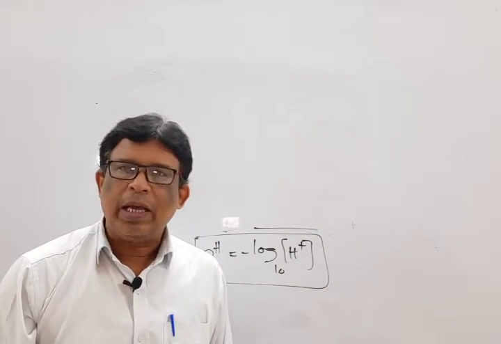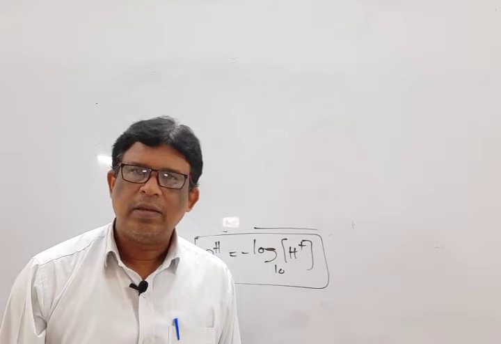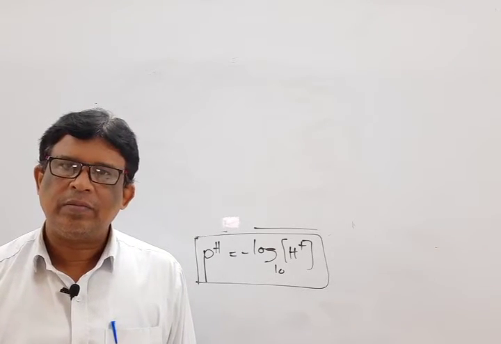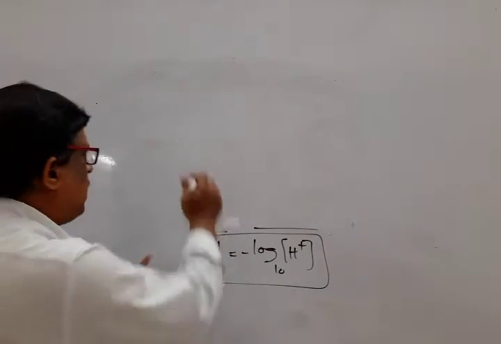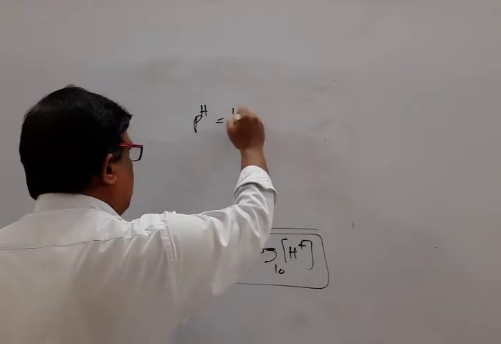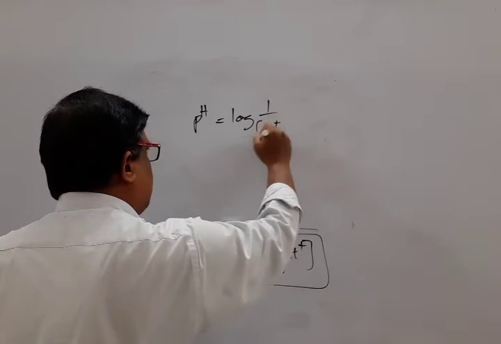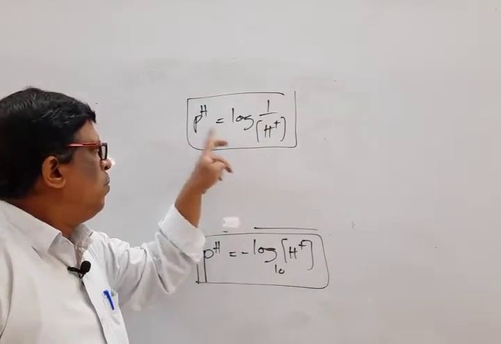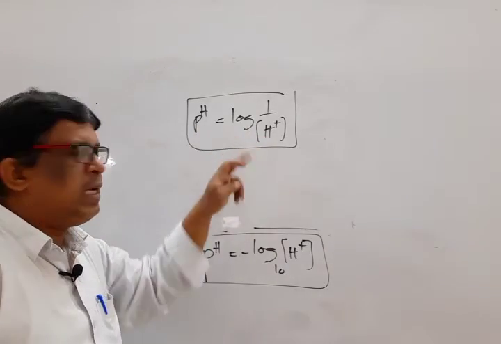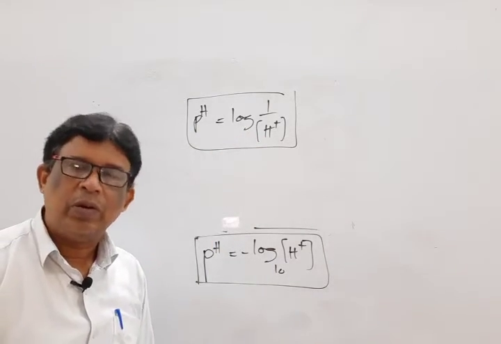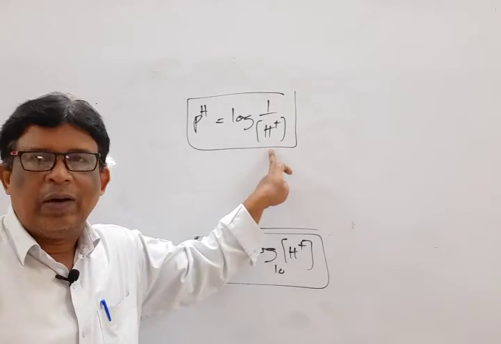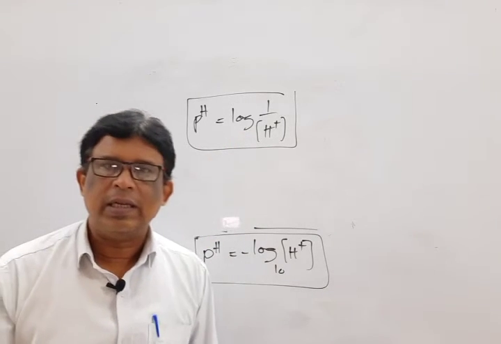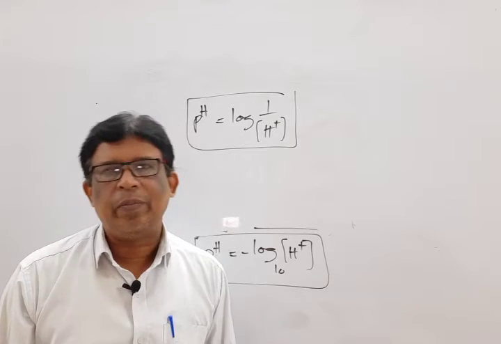Since on increasing temperature, ionization increases, therefore ionic product of water increases with increasing temperature. And one can also write pH is equal to log 1 by H plus ion concentration. So from this expression it is clear that H plus ion concentration is inversely proportional to pH. And we know on increasing temperature, ionization increases, so H plus ion concentration increases. That means pH decreases. On increasing temperature, pH decreases.